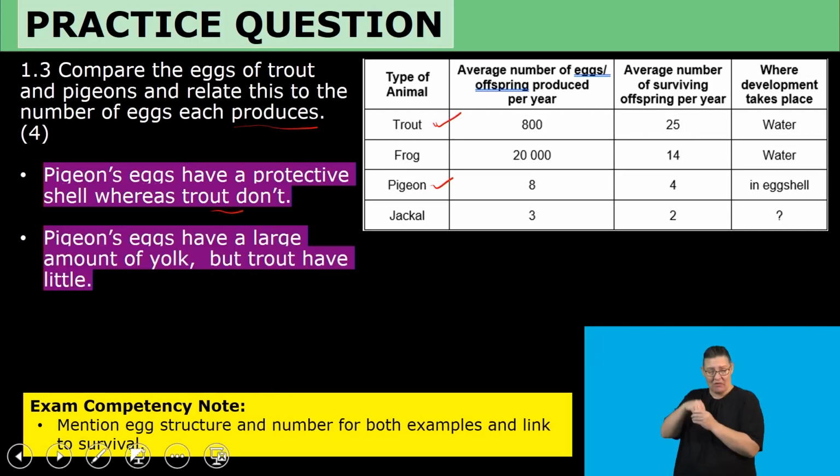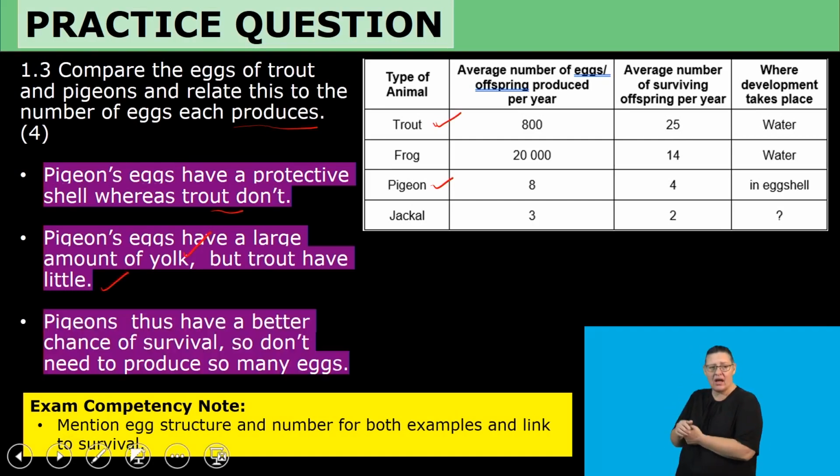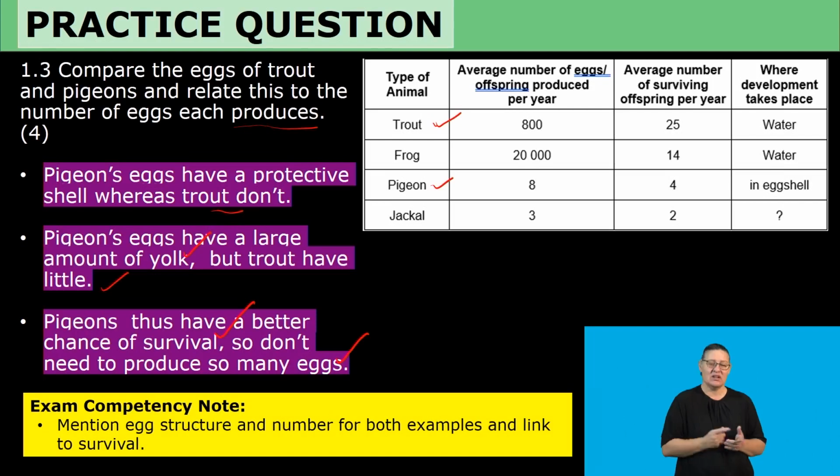Pigeons' eggs have a large amount of yolk, but trouts don't have, or they have a little. Not that they don't have, they have a little. There's no way that they can survive without yolk. Pigeons thus have a better chance of survival, so they don't need to produce many eggs. You can see for 4 marks how the comparison is given. When you compare, you take what is given in the question and you work only on that. Therefore, you cannot mention frogs here, you cannot mention jackals.